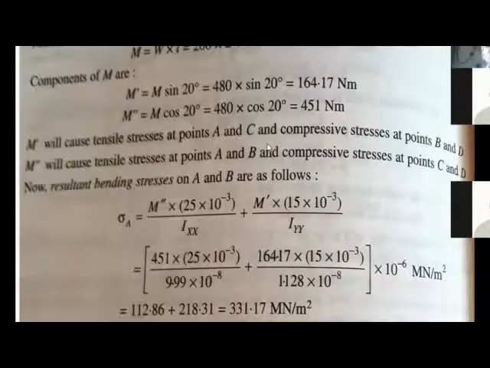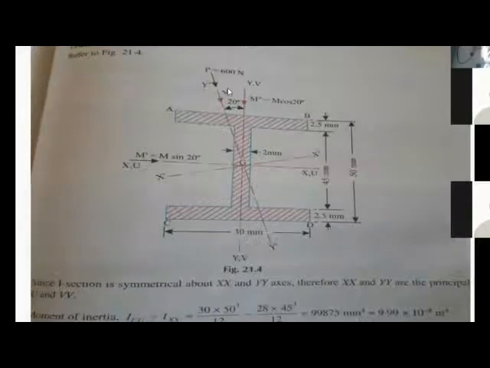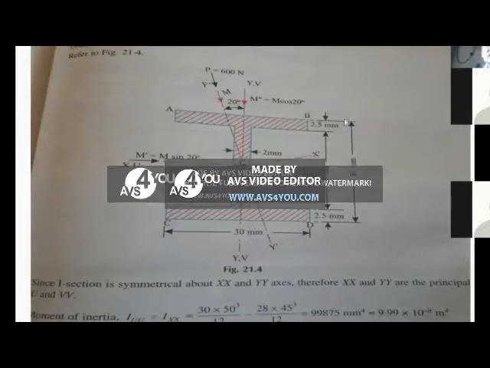So M by I, into its distance. Again, if you go back, this moment, the cos component, M cos theta, is acting about the XX axis or UU axis. So M cos theta divided by IXX into the maximum distance from this UU axis or XX axis, which, as the total is 50, is 50 by 2. From here to the extreme fiber is 50 by 2. So we want to find the stresses at A, B, C, and D. At these corner points, you want to find the stresses.